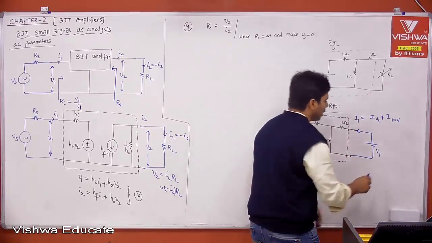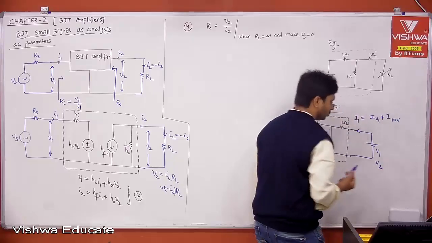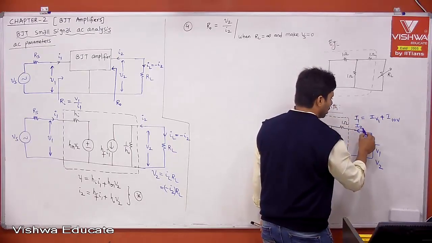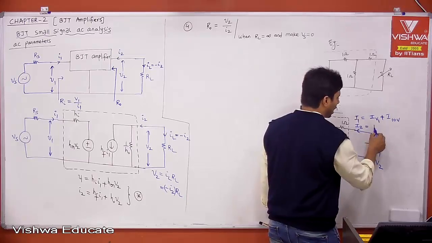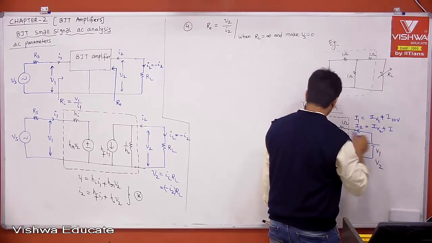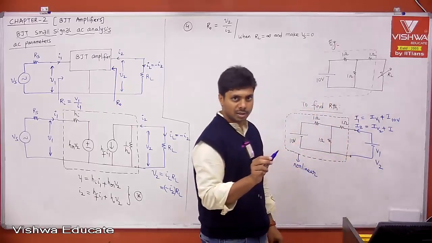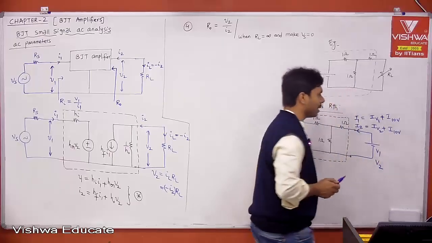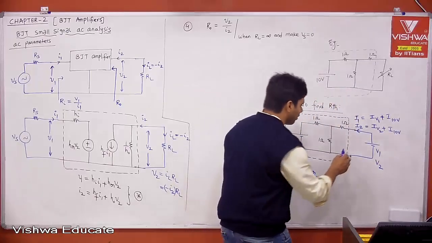Now, let me apply another voltage V2. Then definitely I'll get another current I2. Therefore, what is that I2? I2 is equal to the current due to V2, and you'll definitely get current due to 10 volts. The 10 volt battery is not changed. That is DC, right? Therefore, current due to 10 volts.